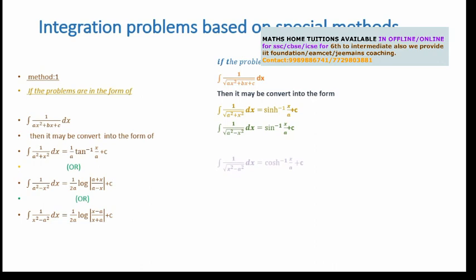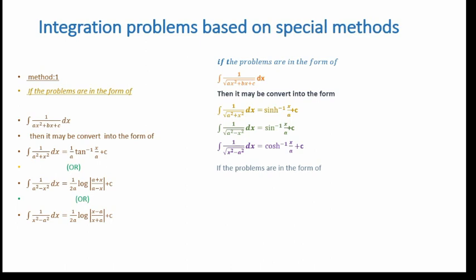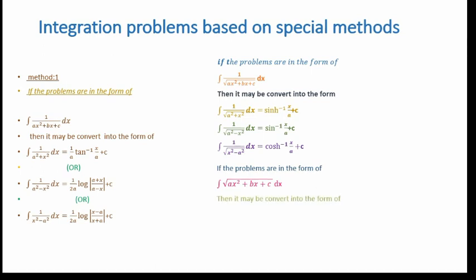Next, model 3. Here the problems are in the form of integration of root ax square plus bx plus c into dx. Here it may also be converted into 3 ways again. In the first one, integration of root a square plus x square into dx can be written as x by 2 into root a square plus x square plus a square by 2 into sin h inverse of x by a plus c.